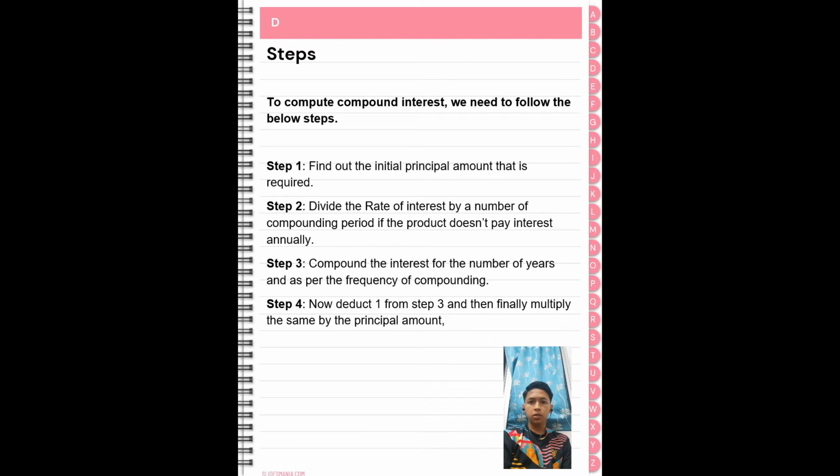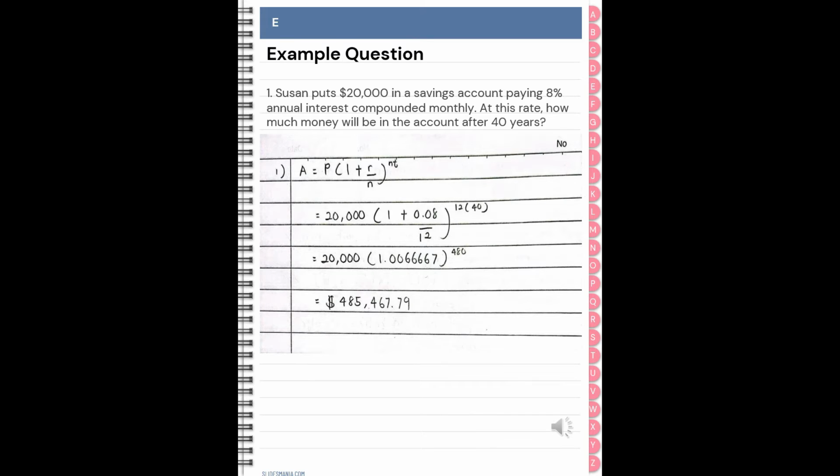The next step is to compound the interest for the number of years and as per the frequency of compounding. The last step is to deduct 1 from step 3 and then multiply the same by the principal amount, which shall yield the interest that will either be earned or paid, depending upon whether an amount is invested or a loan amount is taken. Before answering the question, we need to list the formula first to make it easier.